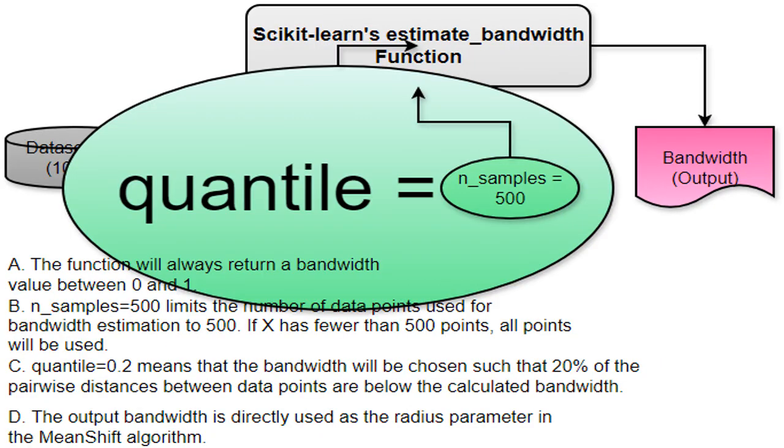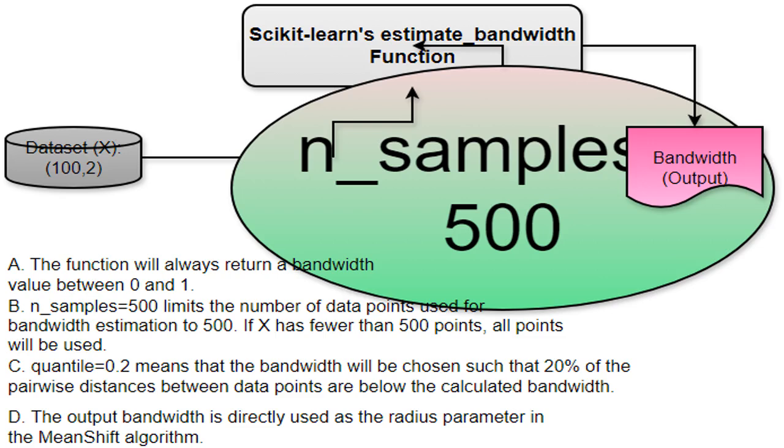This statement is wrong. The bandwidth isn't confined to 0 and 1. It depends on the distances between my data points. It can be any positive number. This is correct. I set n_samples to 500. That means I'll use at most 500 data points for my bandwidth calculation. If I have fewer than 500 data points, I use them all.